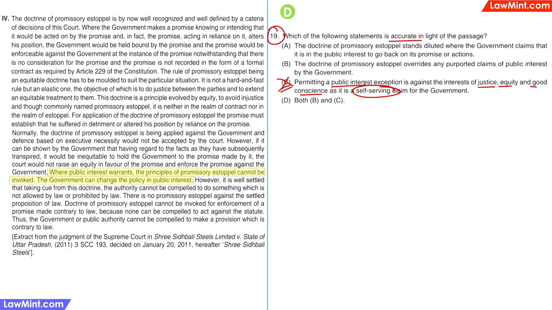Option B, the doctrine of promissory estoppel overrides any purported claims of public interest by the government. This is also wrong, because if there is a genuine public interest at stake, it will override promissory estoppel and not the other way around. The doctrine of promissory estoppel stands diluted, where the government claims that it is in the public interest to go back on its promise or actions. This statement is correct. It is also supported by the passage here, and public interest is one of the exceptions against enforcing promissory estoppel against the government.